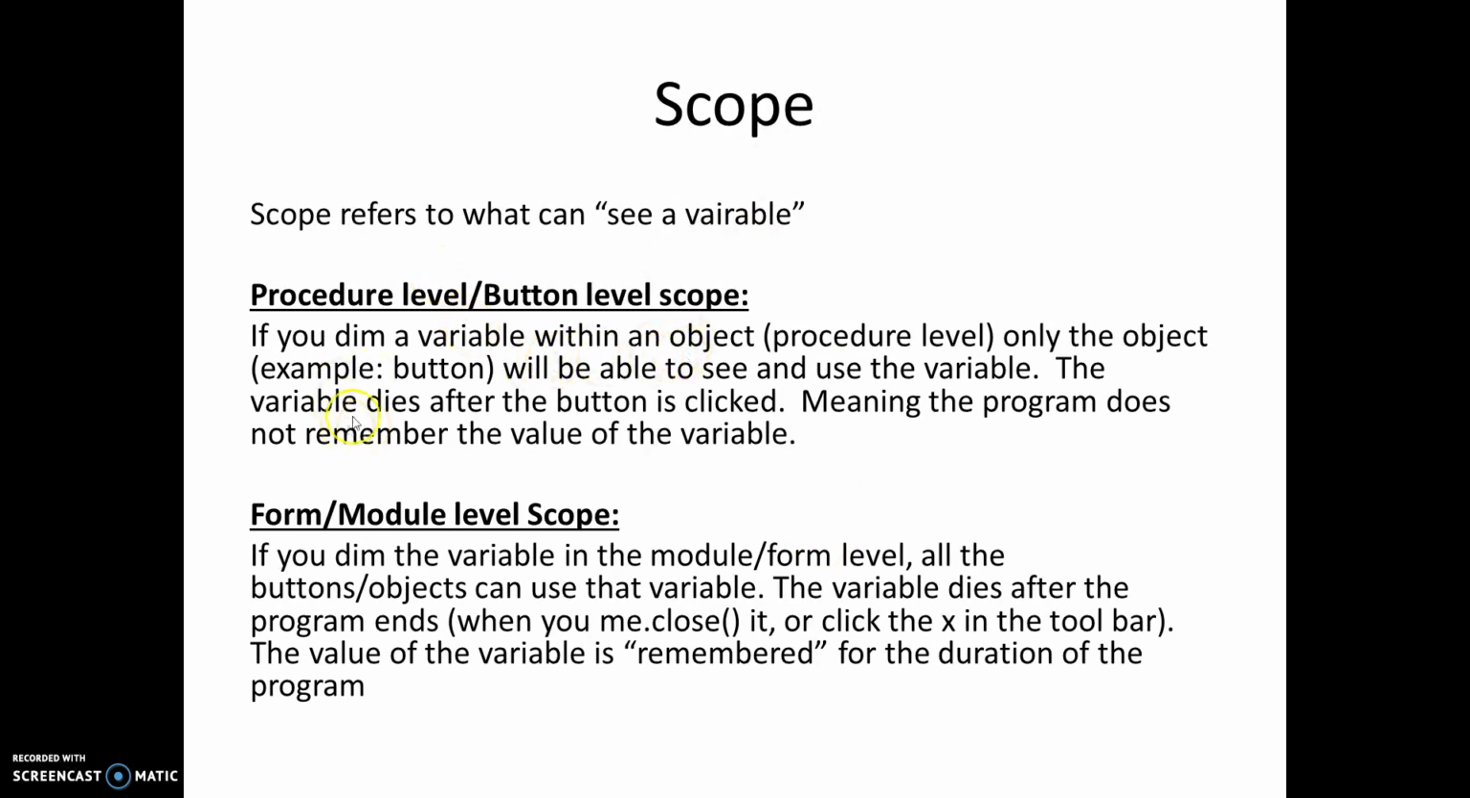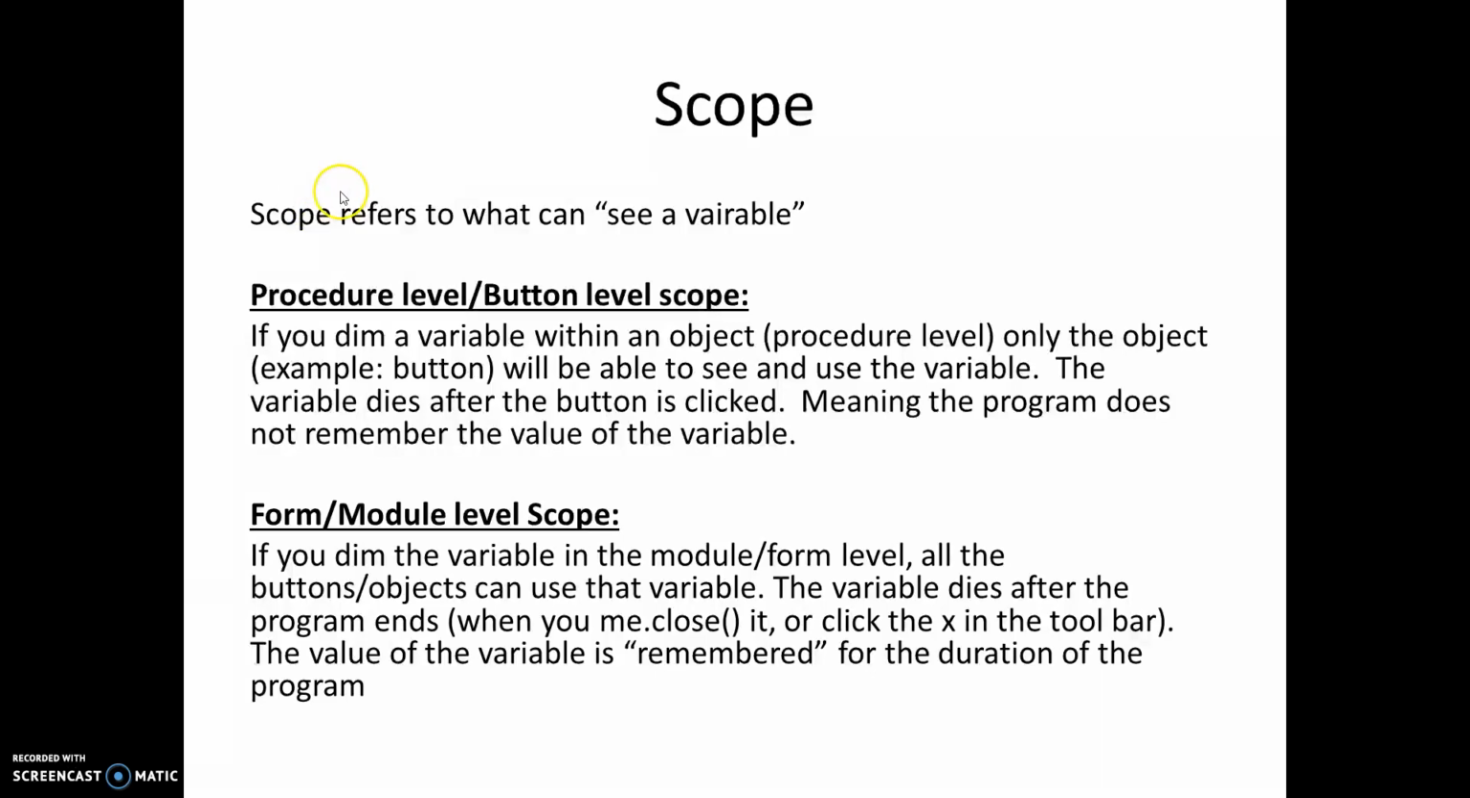All right, so we're going to talk a little bit about scope. Procedural level or button level scope: if you dim a variable within an object, or procedural level, only the object, for example the button, or wherever you're dimming it, will be able to see and use the variable. The variable dies after the button is clicked, meaning the program does not remember the value of the variable. Okay? And form level variable: the variable is dimmed at the top, and it dies after the program ends. That's when I close out the program and we no longer see it running. But the value of the variable is remembered throughout the whole thing.